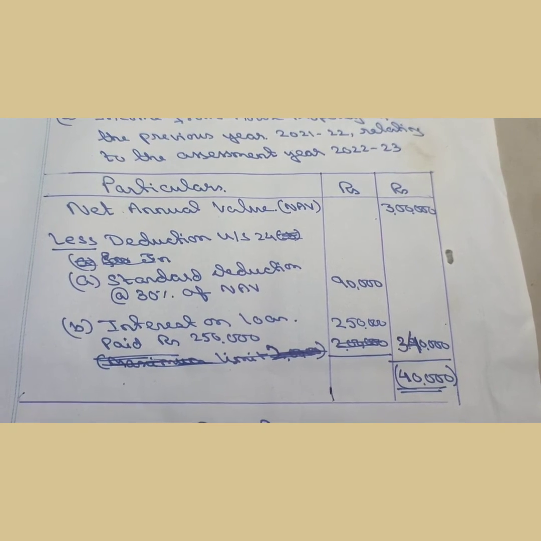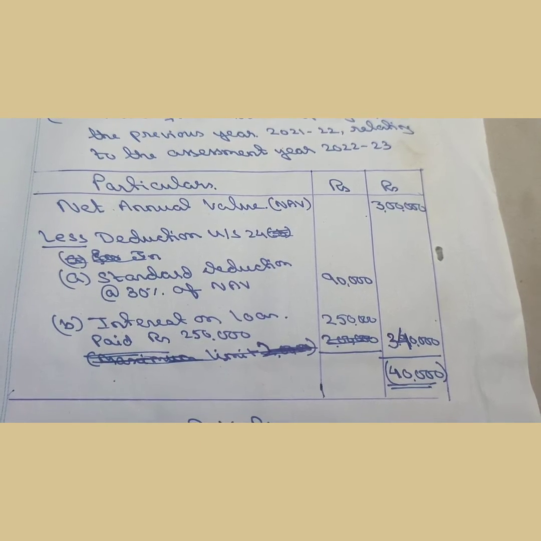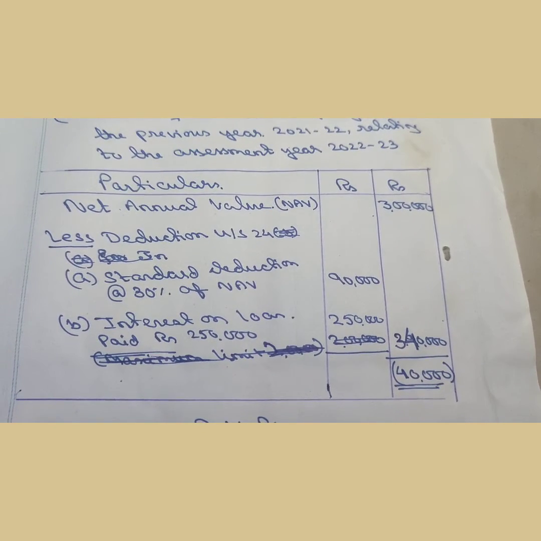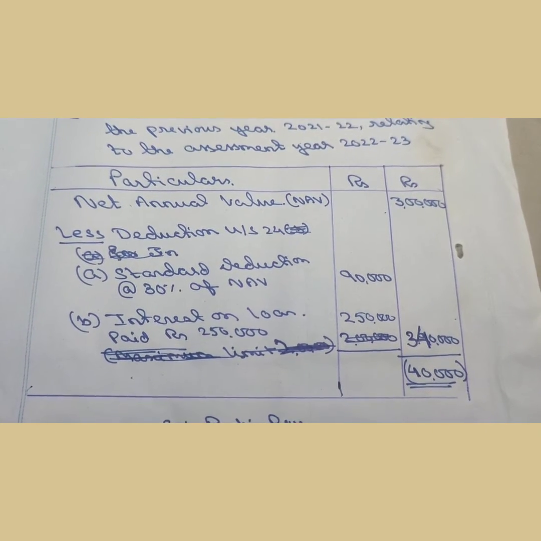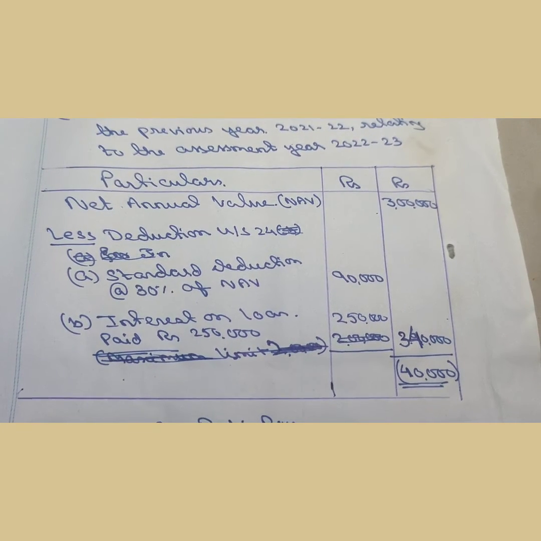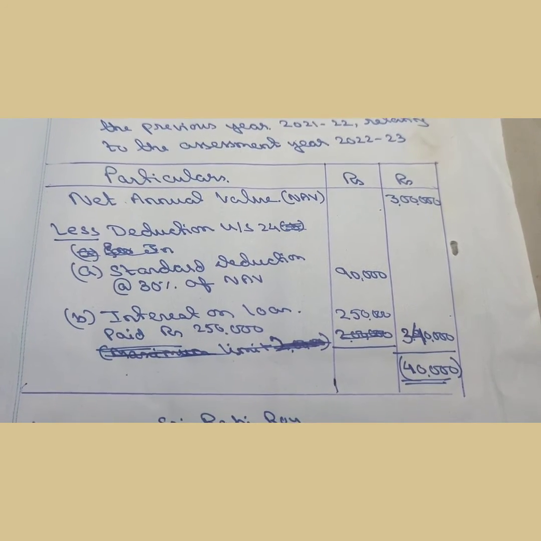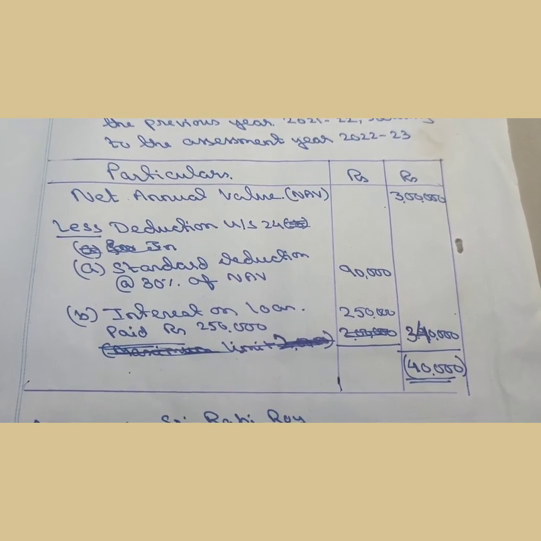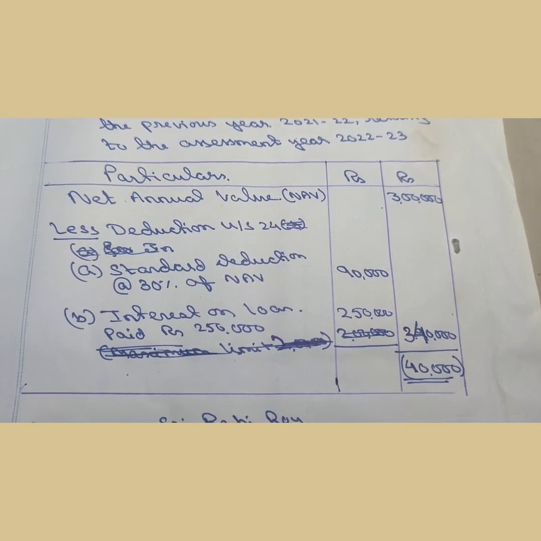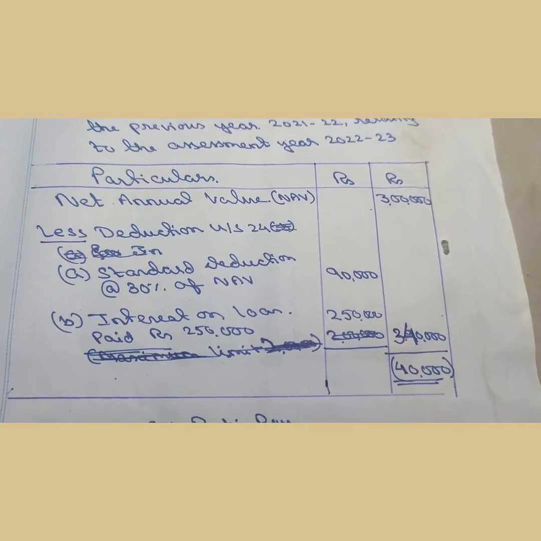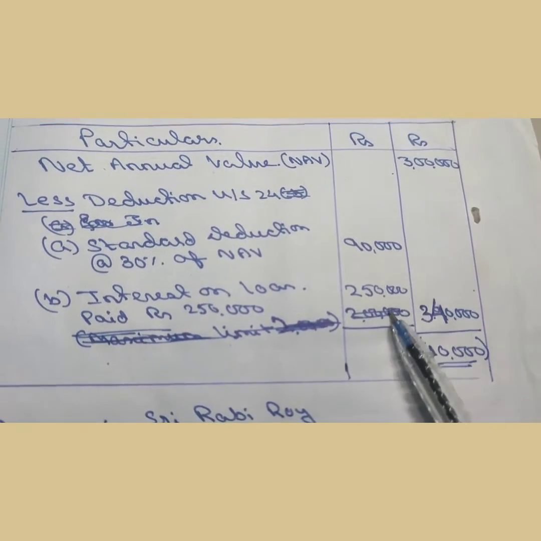Deduction under section 24 clause A, there is a standard deduction at the rate of 30% of net annual value, and 30% of 3 lakhs is 90,000, and interest on loan paid rupees 2,50,000. We know there is no maximum limit of interest on loan in case of let out house, so the entire amount will be allowed as deduction. So total 2,50,000 is allowed as deduction. So total deduction available is 3,40,000.